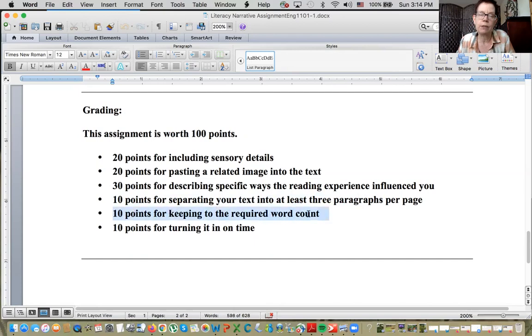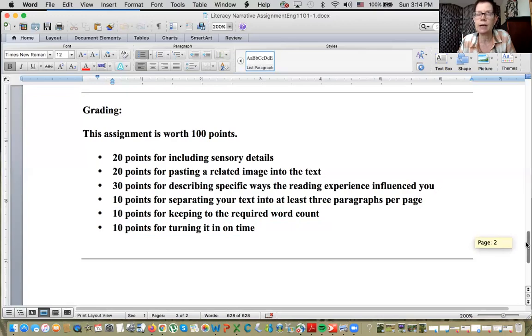10 points for keeping to the required word count. I'm not so concerned if it goes over 1,100 words, but if it's under 900 words, I am going to notice. So please make sure that you get at least 900 words in this assignment. 10 points for turning it in on time. Of course, we all want to be timely.